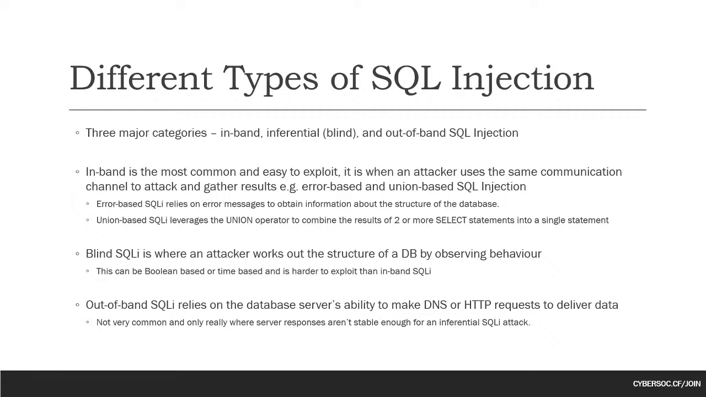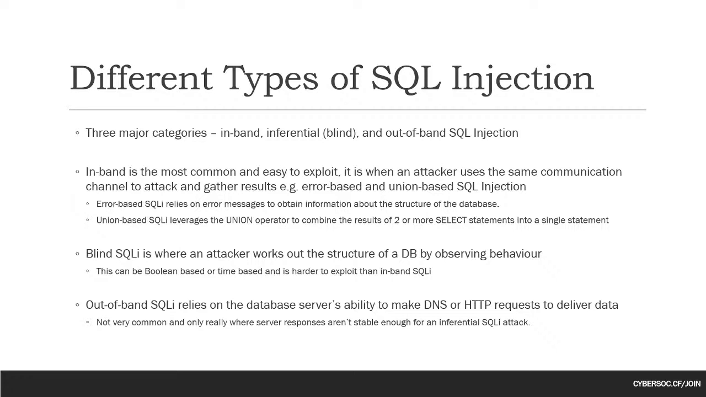So there are 3 main types of SQL injection. So we have in-band, which is the most common and the most easy to exploit. This is where we're sort of in the same channel as the database. And so imagine you're just searching for a product on a website. This would be in-band SQL injection because the result of your injected query is returned back to you in the HTTP response and displayed on the web page.